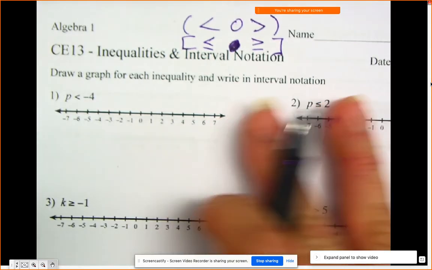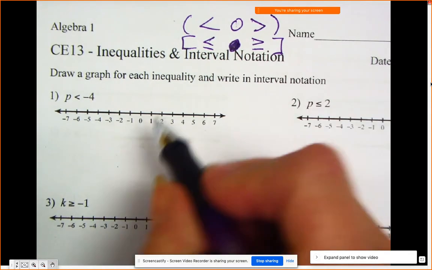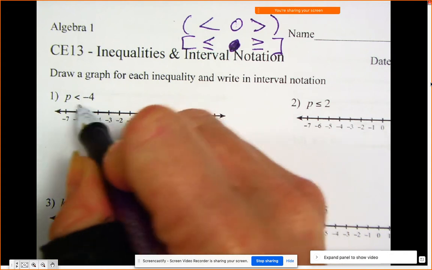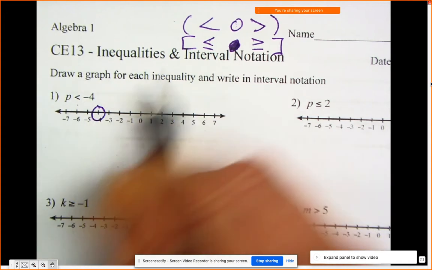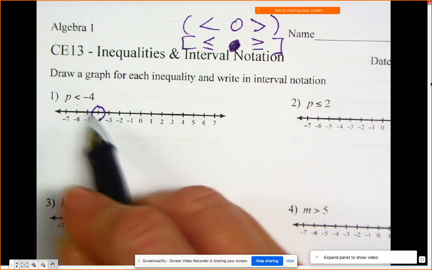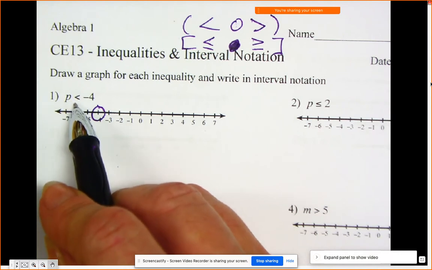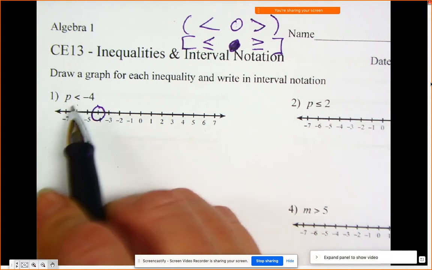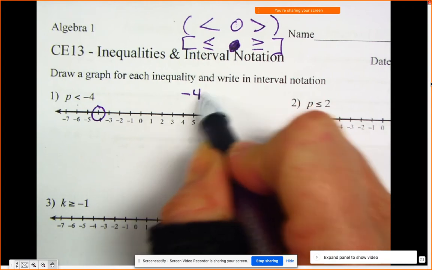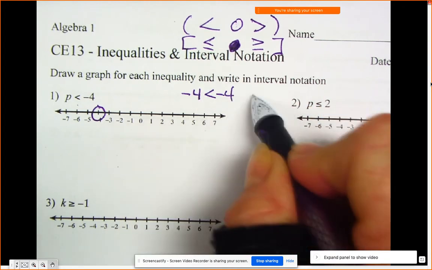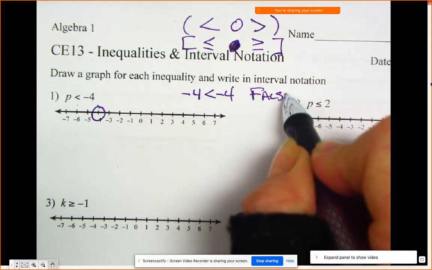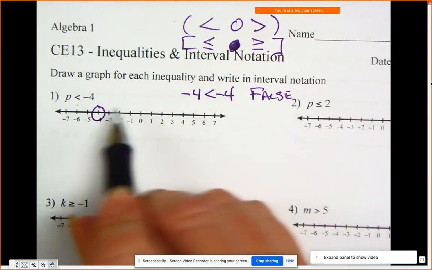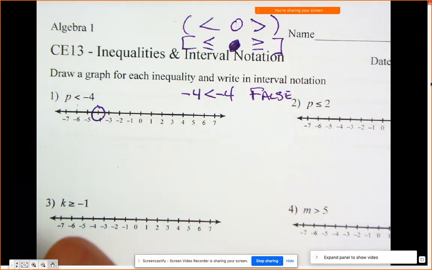So for P is less than -4, you go to -4. It's an open circle. I always circle it, and then I kind of ask, do I need to shade it in or not? In this case, I don't, because it doesn't say equal to. If I plug in a -4 here, and I ask the question, is -4 less than -4? That's false. I don't get to include the -4. It does not make this statement true when I substitute it in.